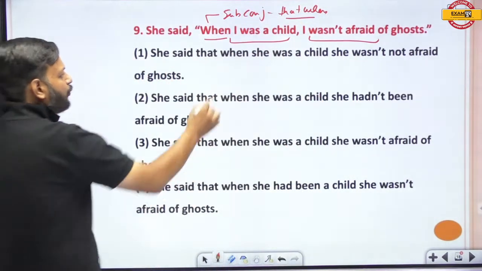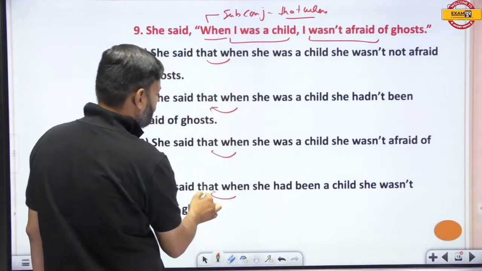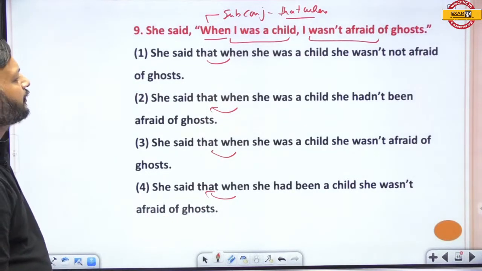So in this sentence we have that, in this sentence we have that, in this sentence we have that, and in this sentence we have that. All the sentences have that. So this is not the thing that we have to look for.